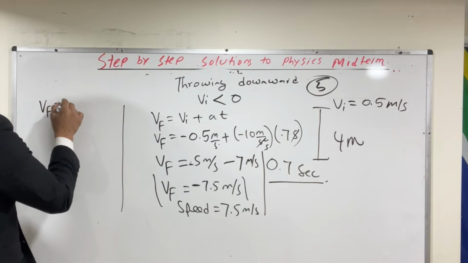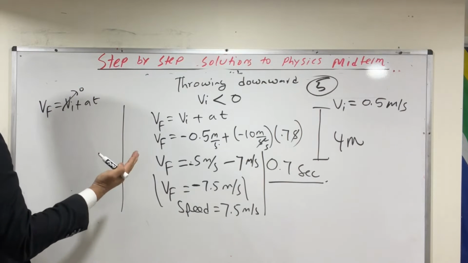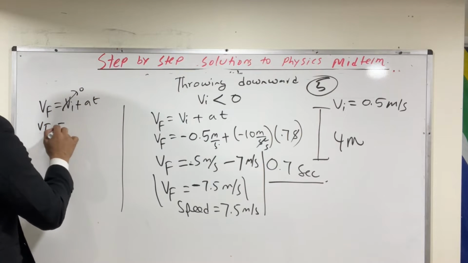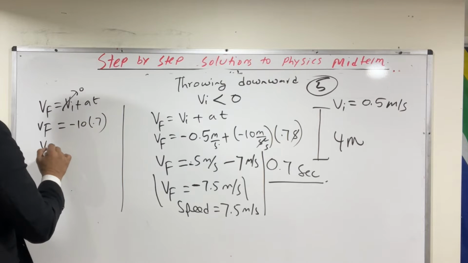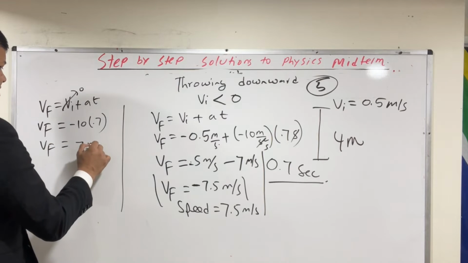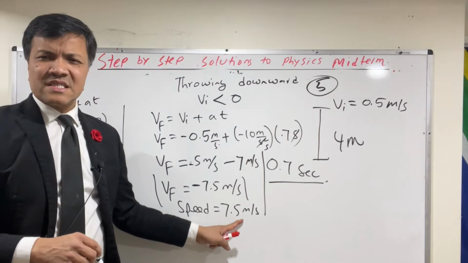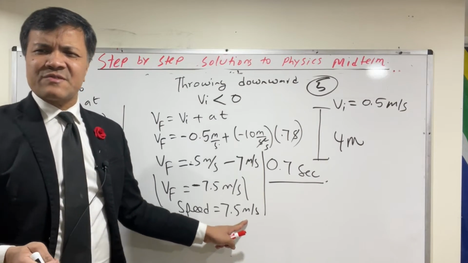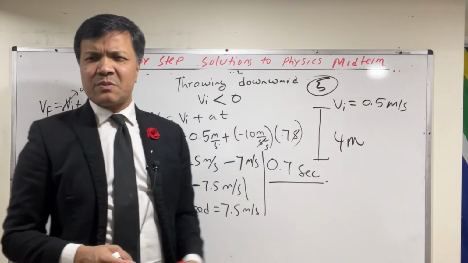When it is free fall, then Vi plus At, this is 0 because you're dropping. If you drop it, this would be negative 10 times 0.7, so the final velocity will be 7 meters per second. Now its velocity final is 7.5. That makes sense because this started with some initial velocity, and that is 0.5, of course.